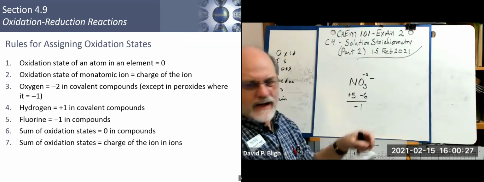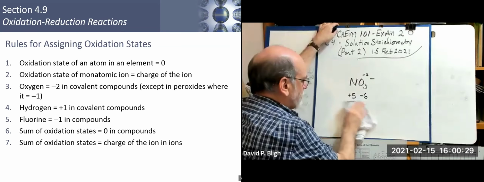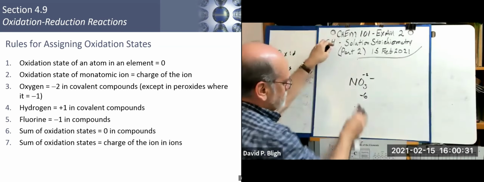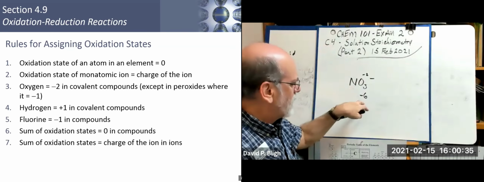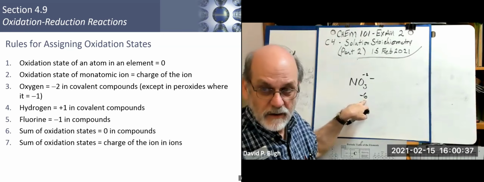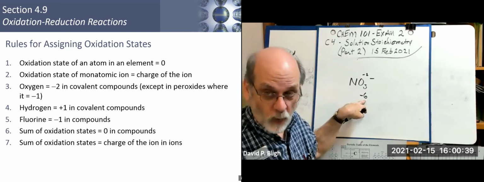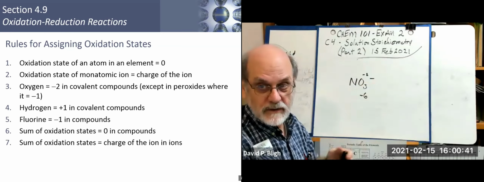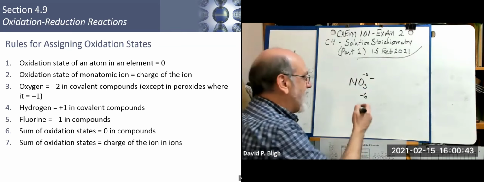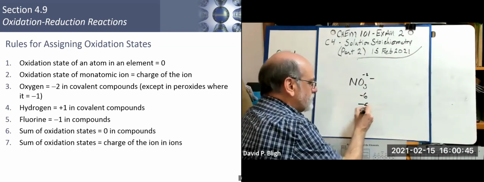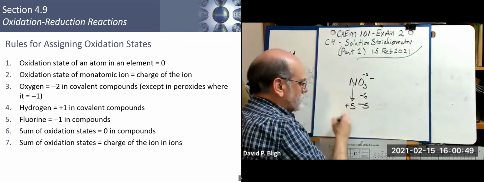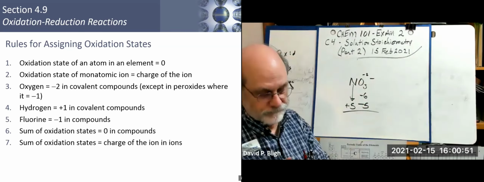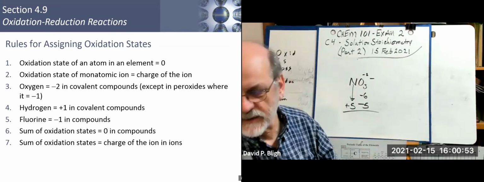Now, here's the way I do it. If I want to find out what that one is, I say, okay, I've got -6 over here, but I've got to reserve one of those minuses for the charge. So I say, I really only need to balance -5. So that means this one has to be a +5. That makes more sense to me.